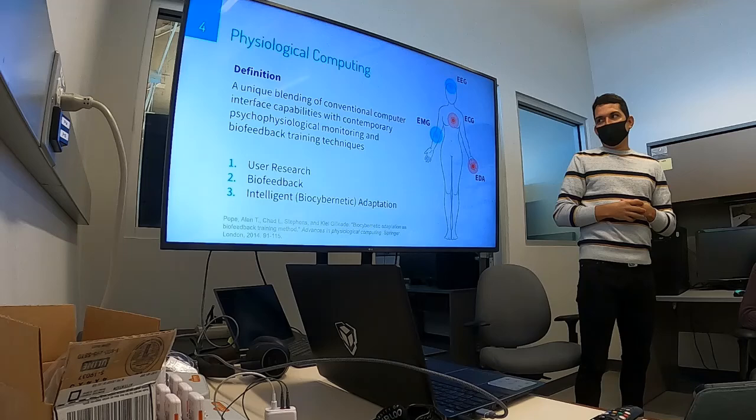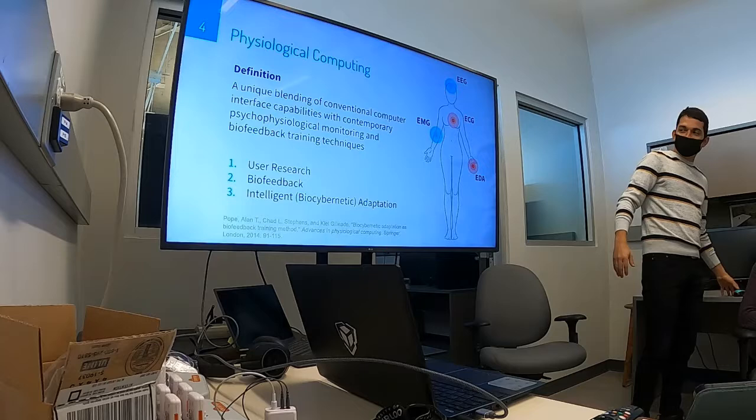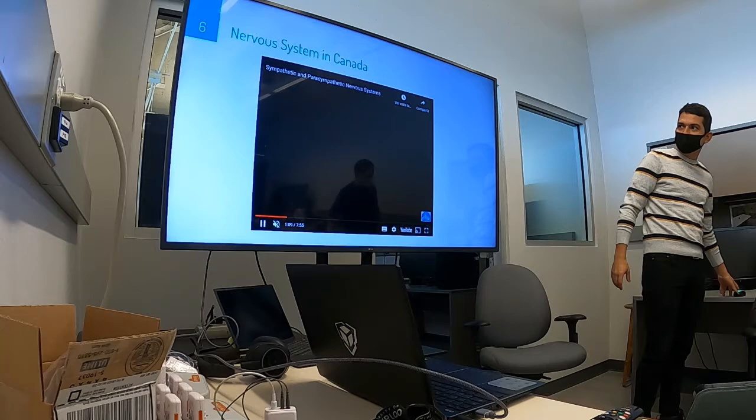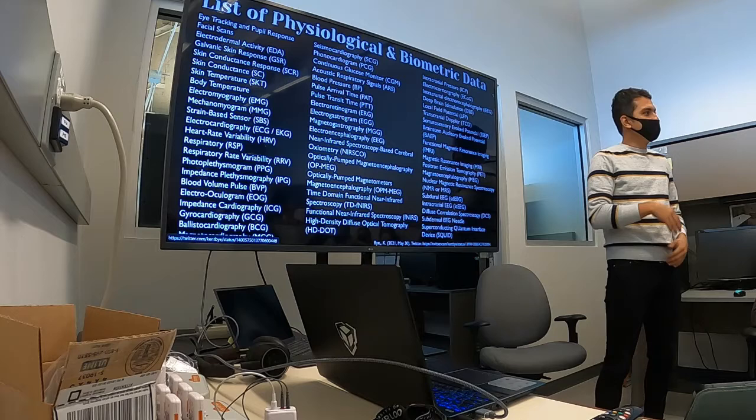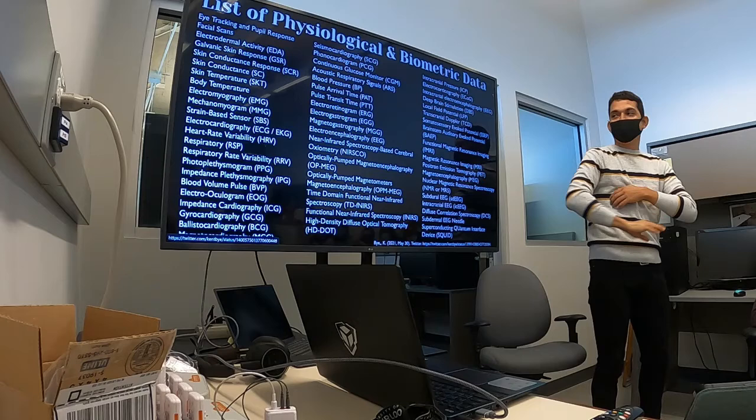And you know, the amount of signals, indeed. Let me show you here. I think this signal was coming. Yeah, this was coming before. But this is a non-extensive list of all the different physiological signals that you can find in the literature, and then all the kind of biometric data that you can find, and all the small acronyms. So as you can see, there's plenty of them.